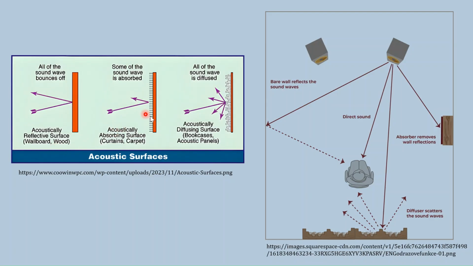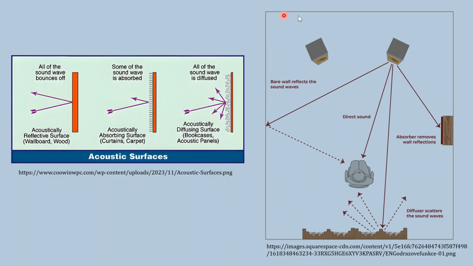And the surfaces where some of the sound waves are absorbed are considered acoustically absorbing surfaces. Examples are curtains and carpet. And the surfaces where the sound waves are diffused are considered acoustically diffusing surfaces. And the examples are bookcases and acoustic panels.